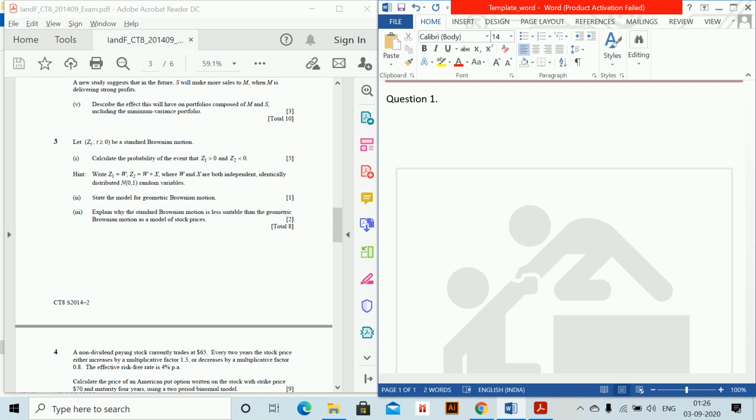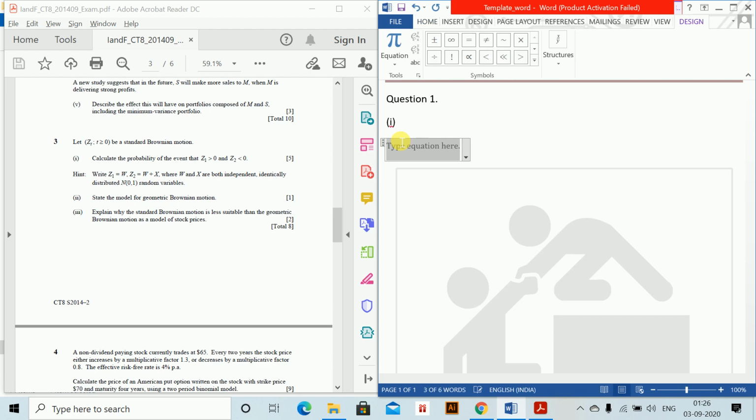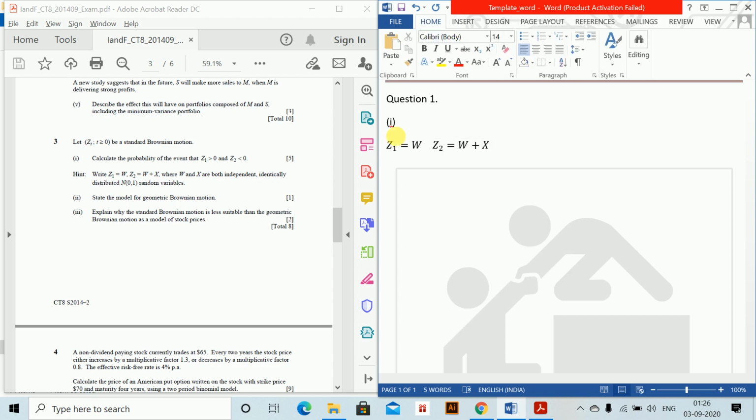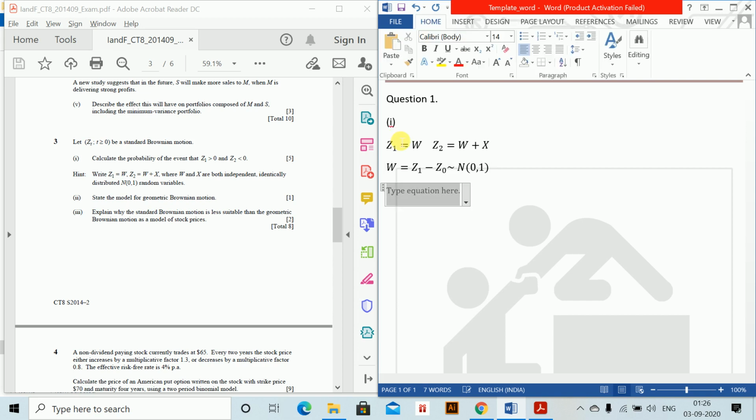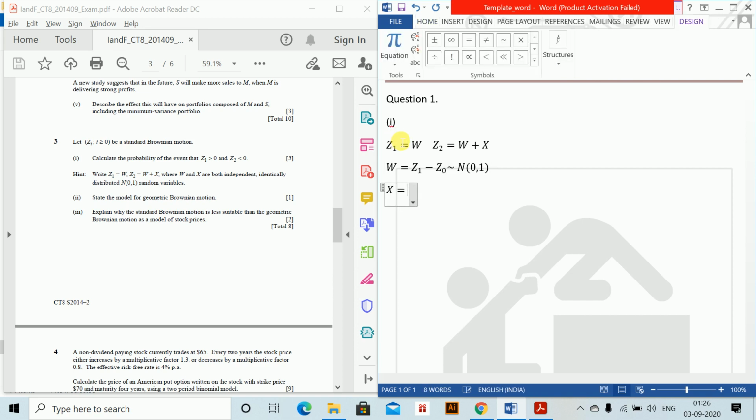First is the probability, so part 1. Given that Z1 equals W, and we have to use Z2 equals W plus X. So using this hint, we'll work. Let W equal Z1 minus Z0, which follows normal 0, 1 by Brownian motion, and let X equal Z2 minus Z1, which follows normal 0, 1.